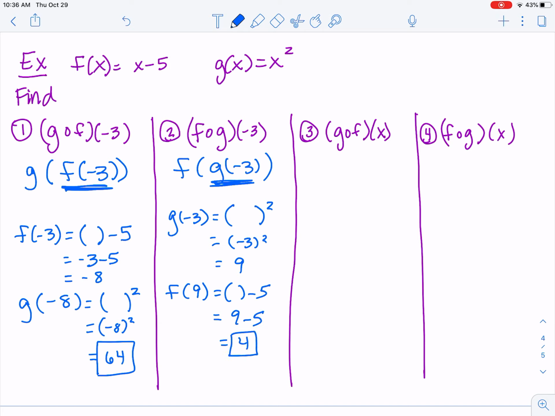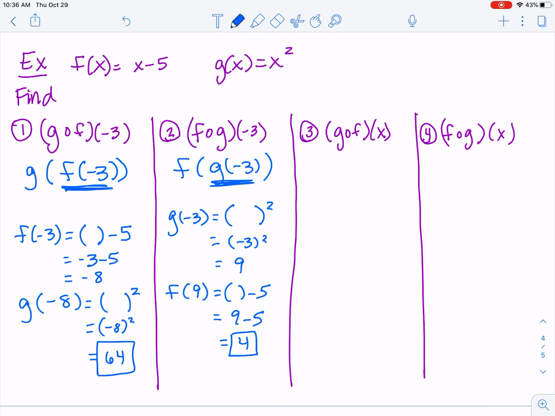So a couple things that I want to point out. I plugged in negative 3 both times, yes? But notice, these are not commutative. I can't take the composite in each direction and get the exact same number. Okay? So this does not satisfy the commutative property. So let's take a look at number 3.